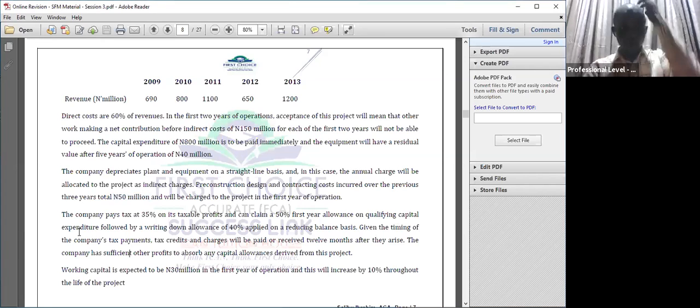The company pays tax at 35% on its taxable profit and can claim a 50% first year allowance on qualifying capital expenditure, followed by a written down allowance of 40% applied on a reducing balance basis. So this information is for capital allowance. Our capital allowance is going to be 50% in the first year, and the subsequent years 40% on a reducing balance basis. Given the timing of the company's tax payment, tax credit and charge will be paid or received 12 months after the year end. What does that mean? It simply means that tax is paid a year in arrears.